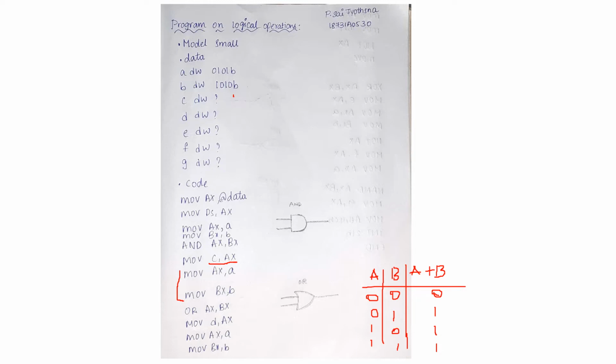Next we perform the OR operation, OR AX, BX. Here we have the truth table of OR. If both A and B are 0, then only the output is 0. In all other cases, the output is 1. In the next step, MOV D, AX means the stored result from AX is copied to D, and to restore the values of A and B, we again perform two steps: MOV AX, A and MOV BX, B.